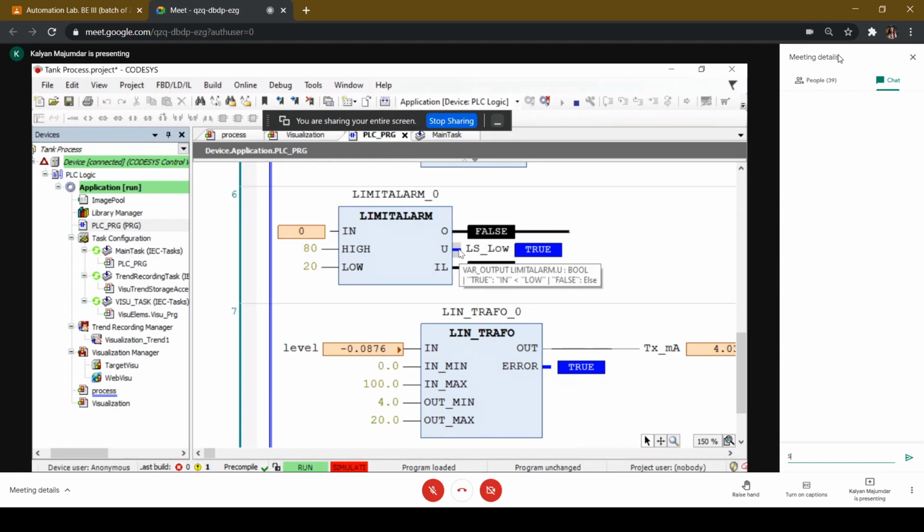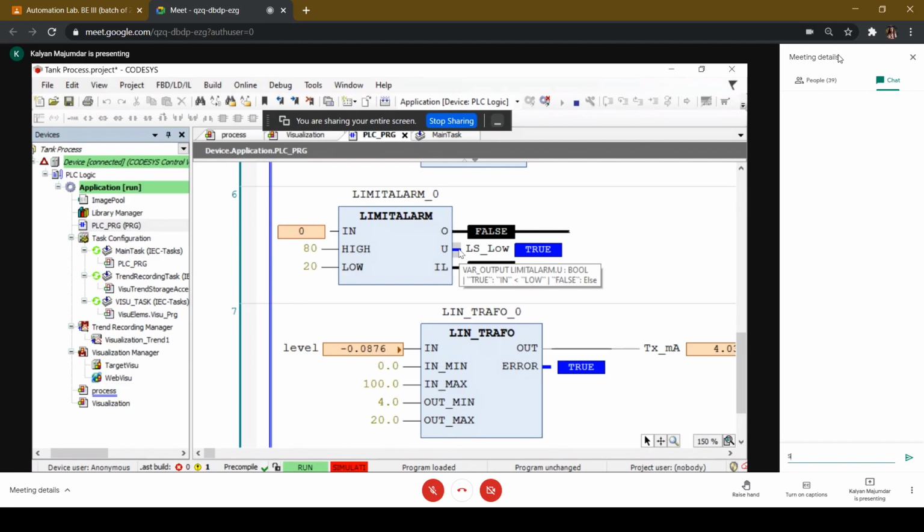two level switches. So if you have the level switches at 15% and 85%, low would be 15, high would be 85, and the state of the output variables O and U would determine if the level has crossed 85%, or if the level is below 15%, or if the level is between the two level switches.